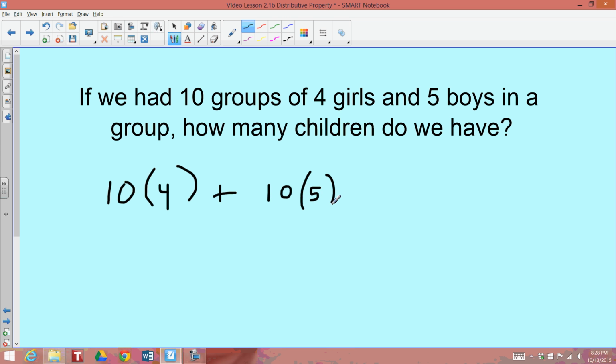Well, in total, 10 groups of 4 girls is 40 students. And 10 groups of 5 boys would be 50 students. So altogether, I would have 40 plus 50 students. So I would have 90 in total.